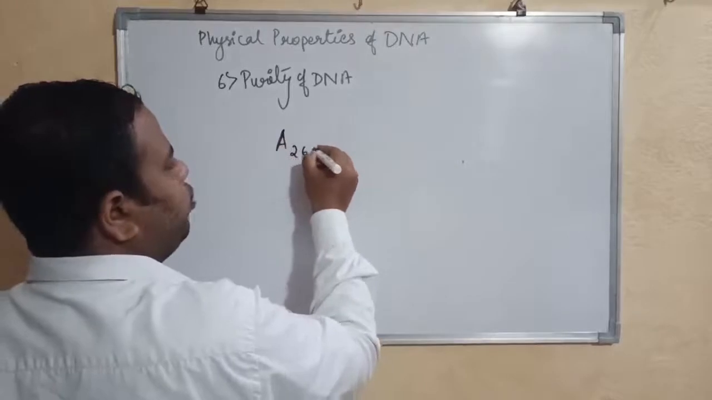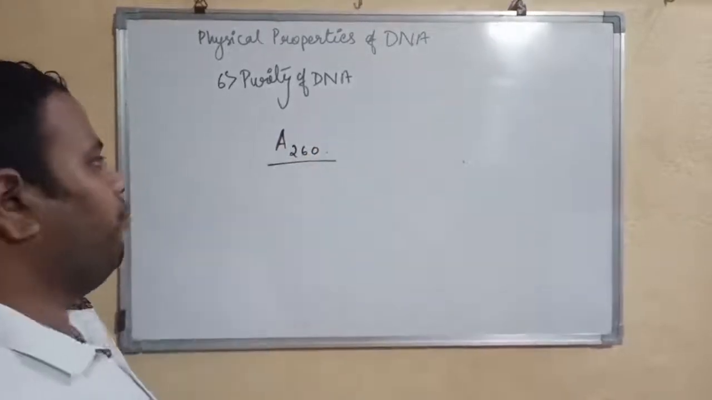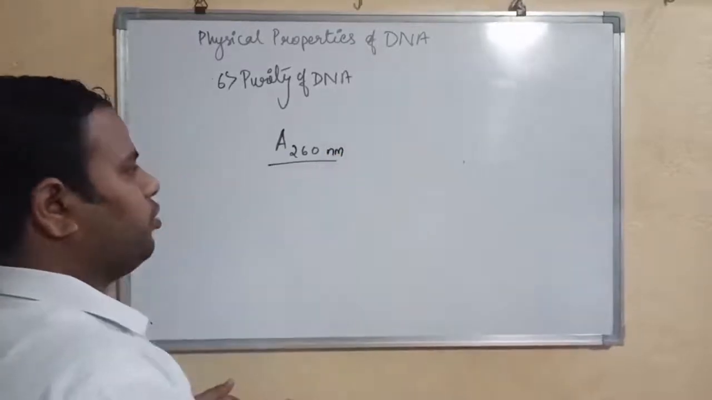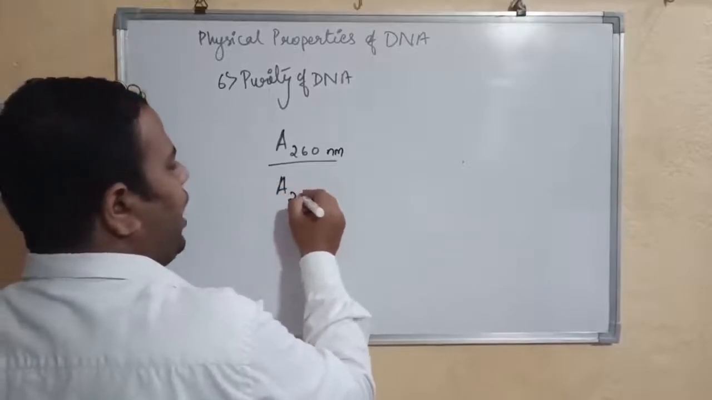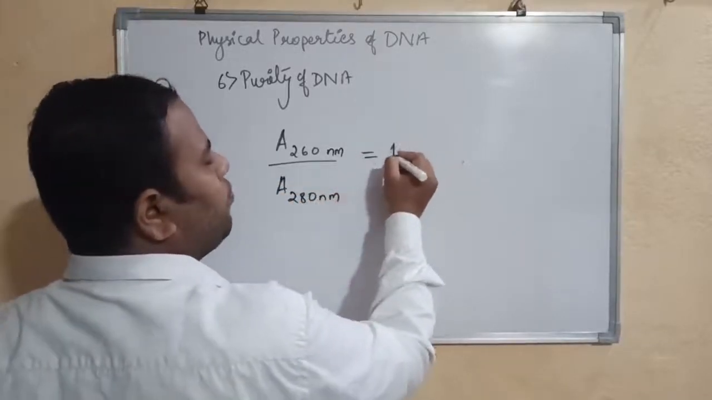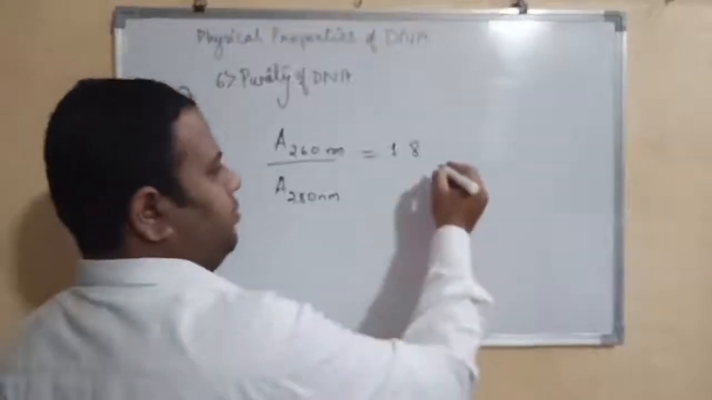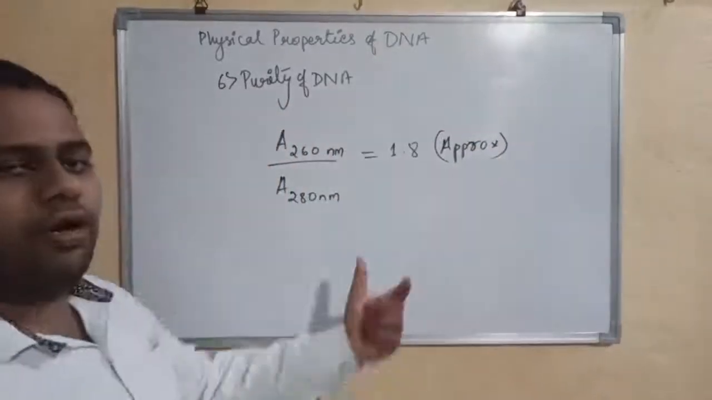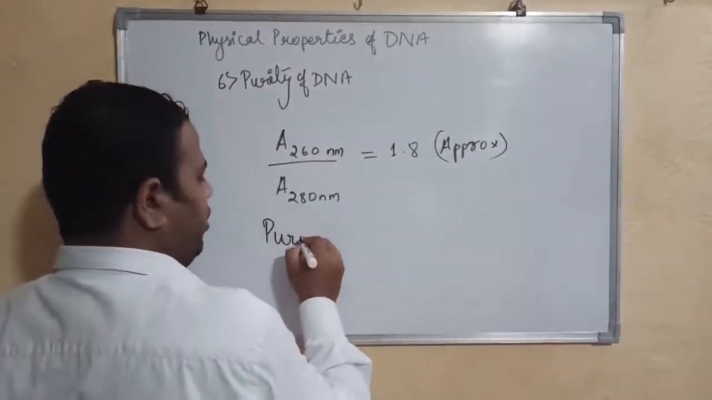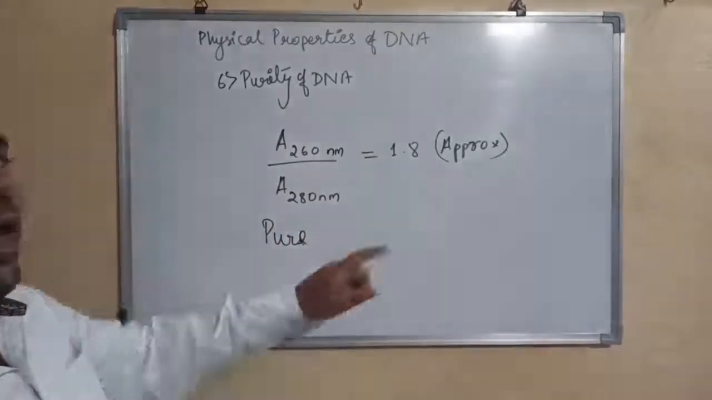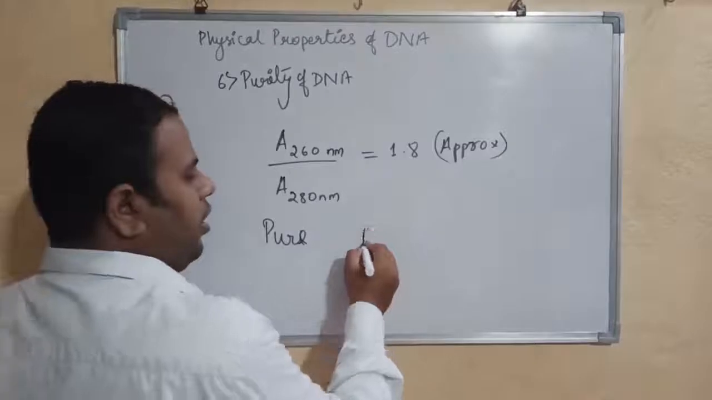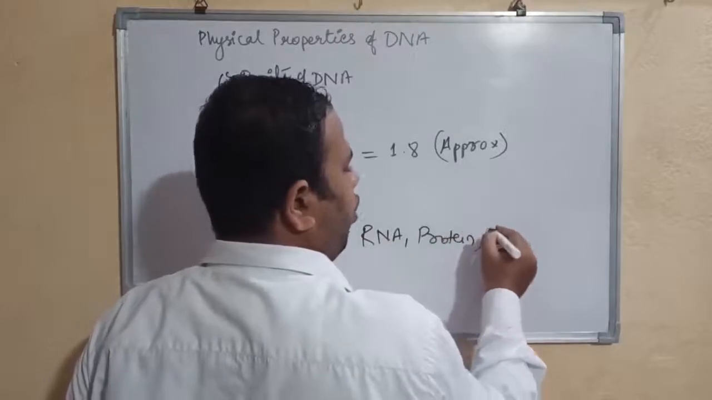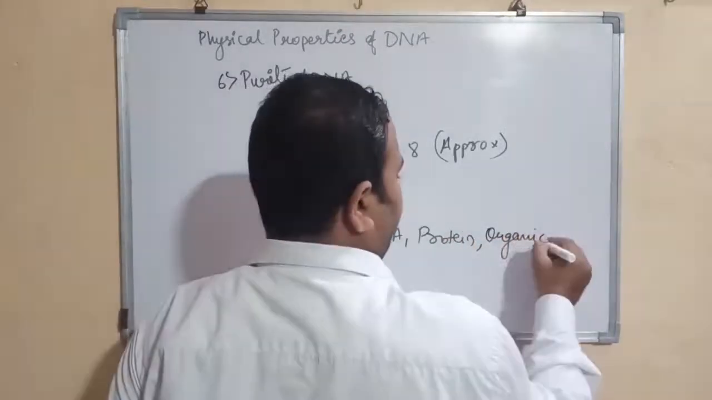Its absorption at 260 nanometer. Whatever the DNA solution we have purified, when we take its absorption at 260 nanometer under UV visible spectrometer and its value at 280 nanometer, this ratio should come out to be 1.8 approximately. If this value comes out very close to 1.8, then DNA is said to be pure. And if this value fluctuates, then there is a contamination of RNA, protein, or other organic material.